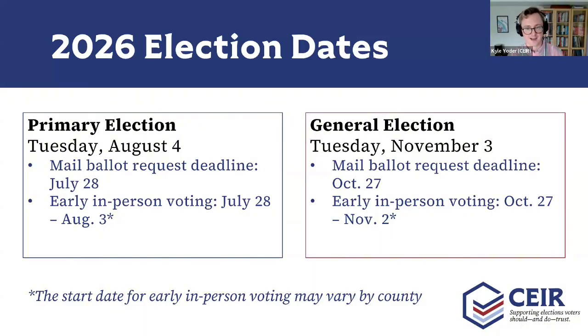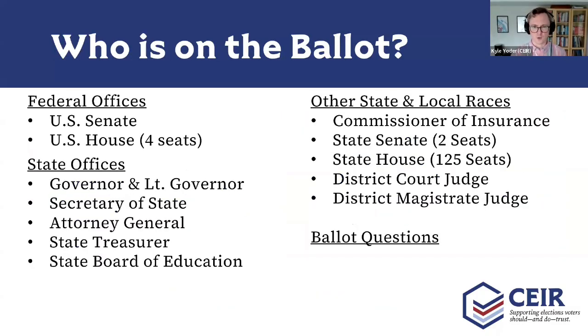The general election, November 3rd, those dates are here on screen. The deadline to request a mail ballot is October 27th, and early in-person voting is available between October 27th and November 2nd. Let's talk very quickly about who's going to be on the ballot for each of these elections.